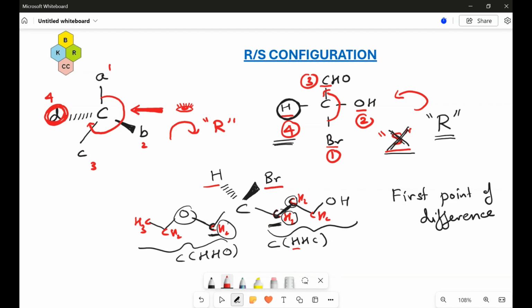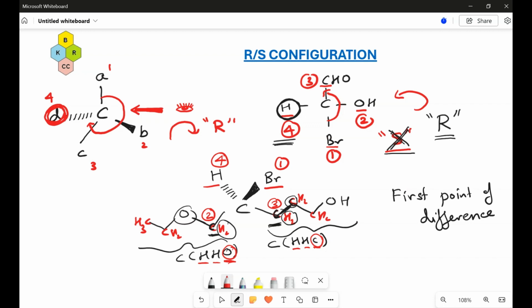So here I have hydrogen, hydrogen, carbon. Here I have hydrogen, hydrogen, oxygen. So this is a point of difference. I have a carbon here and an oxygen here. We know that oxygen has the highest atomic number, therefore this will get the highest priority. So bromine is first, this carbon will get the second priority, and this carbon will get the third priority. As usual, hydrogen has atomic number 1, which has the least priority. So I've assigned the priority.